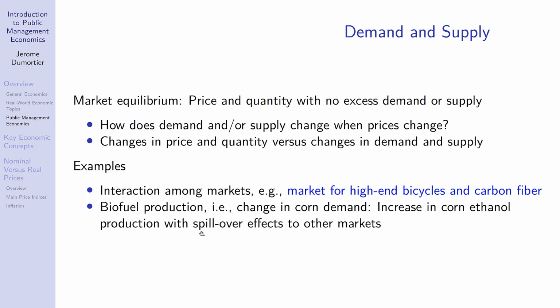Examples include the price for high-end bicycles and how it relates to the market for carbon fiber. Specifically, a news article in the mid-2000s stated that the increased demand for carbon fiber in airplanes and European wind farms, note that the blades for wind turbines or for wind farms are made out of carbon fiber, also has an effect on high-end bicycles, since those are made of carbon fiber as well. Another example would be the changes in the corn market due to the increase in ethanol production.